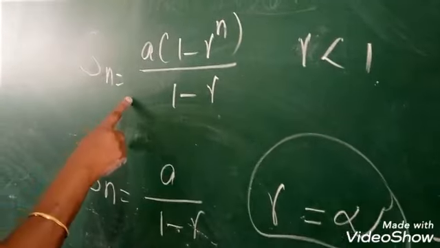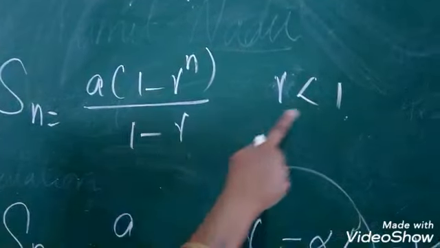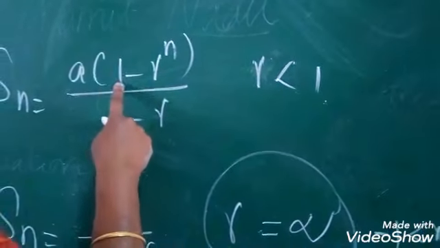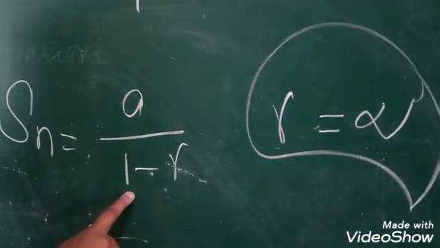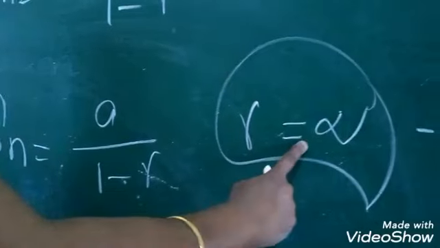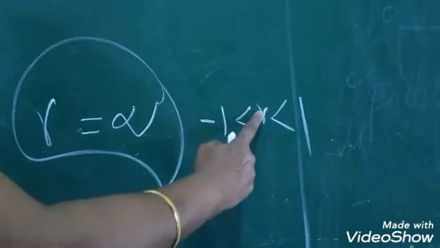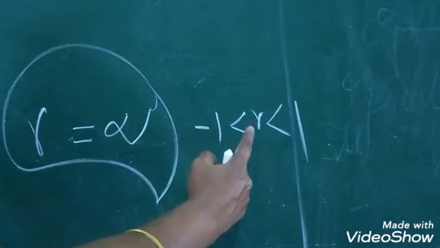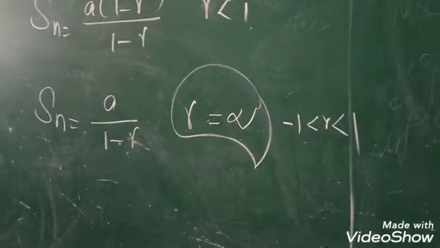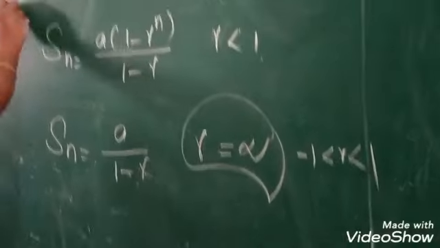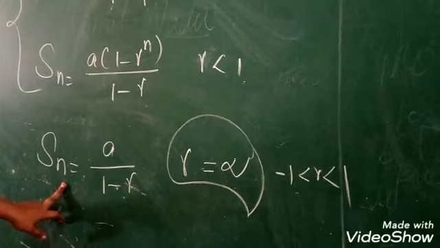See the second one, A into 1 minus R power n divided by 1 minus R. This is used when R is less than 1. Next, Sn equal to A by 1 minus R: R should be such that the number of terms is infinite, they don't mention the number of terms. So R lies between minus 1 and 1, otherwise you have to say it is infinite. We have to use these two formulas in this exercise. Rarely we use the last, infinite formula.